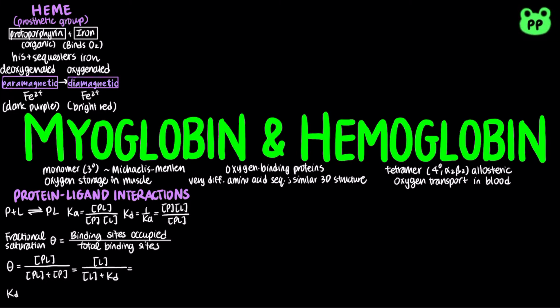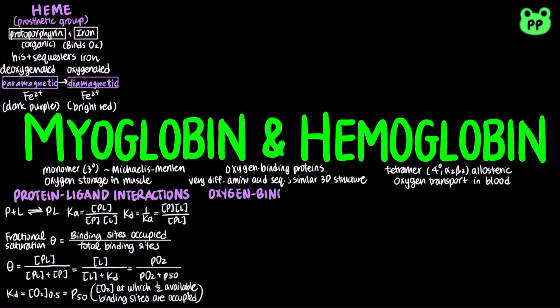From this equation, we see that Kd equals the ligand concentration at which half of the available ligand binding sites are occupied. In the case of hemoglobin and myoglobin, Kd can be replaced by P50, the partial pressure of oxygen when half of the available ligand binding sites are occupied. Therefore, fractional saturation is equivalent to partial pressure of oxygen over the sum of partial pressure of oxygen and P50.